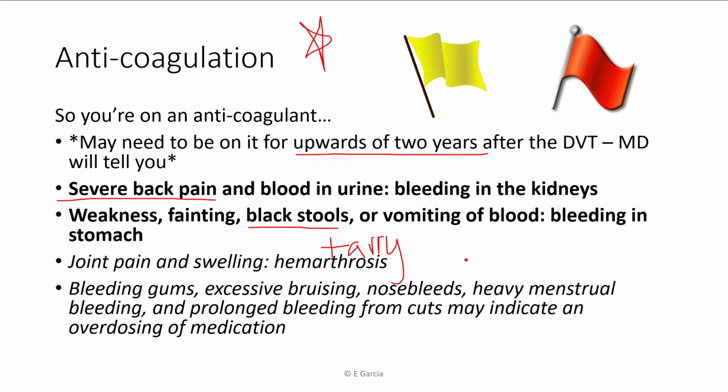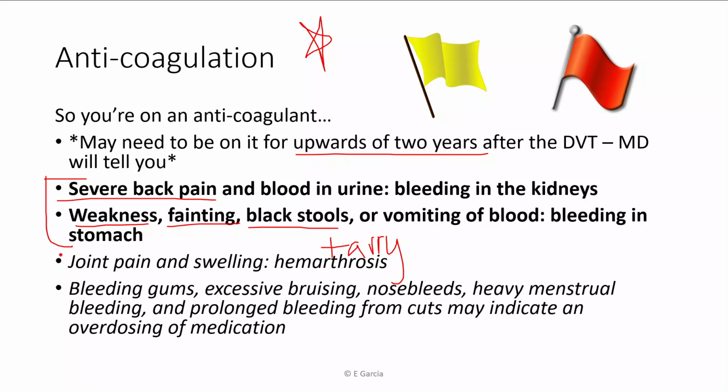If it's in the upper GI, they may vomit blood. These are red flags. These individuals need to go into the emergency room because the blood thinner, in combination with an internal bleed, they're just going to keep bleeding internally, okay? So as they're losing blood volume, they might get weak or faint. So that's why these are red flags. These go to the emergency room, okay?